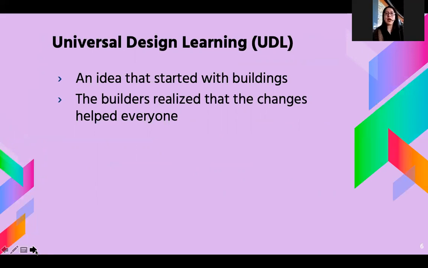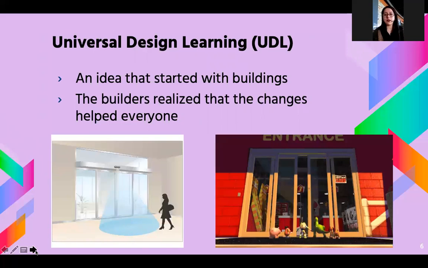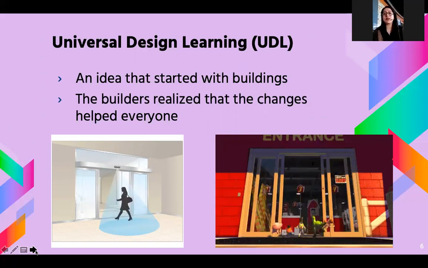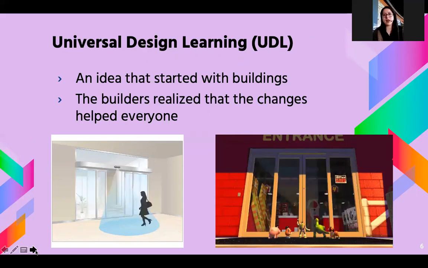To support this, we have something called Universal Design for Learning, or UDL. This idea started in construction, in buildings, when the builders realized that the changes help everyone. Like an automatic door, which was meant to help people with disabilities in normal buildings, but everyone is supported by these ramps, automatic doors, and many other things that architects provide in buildings.